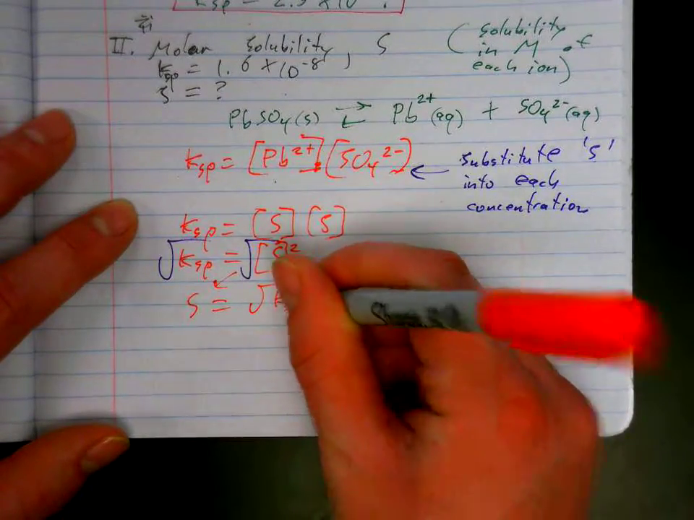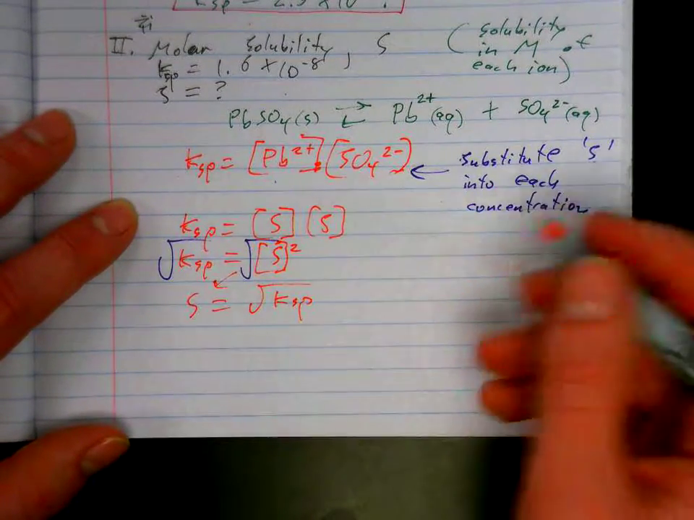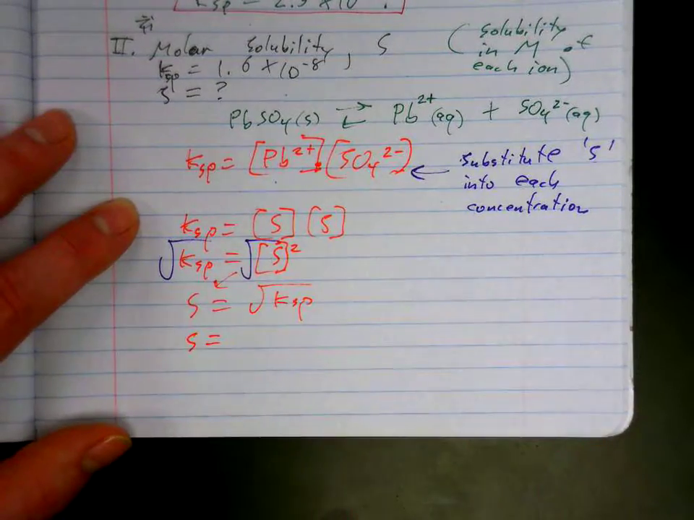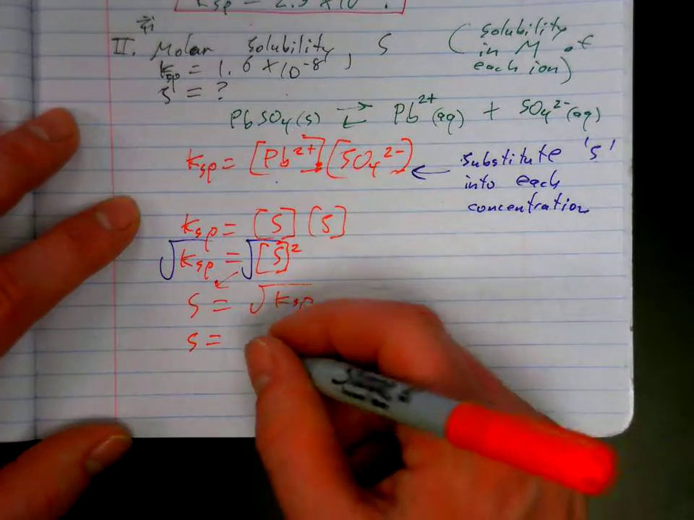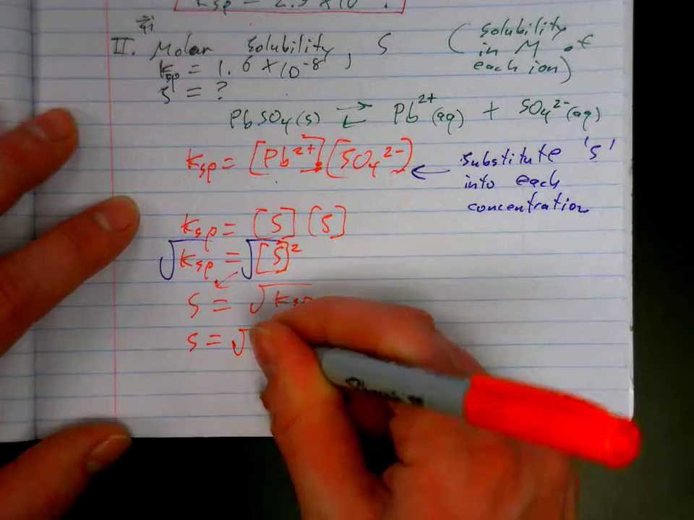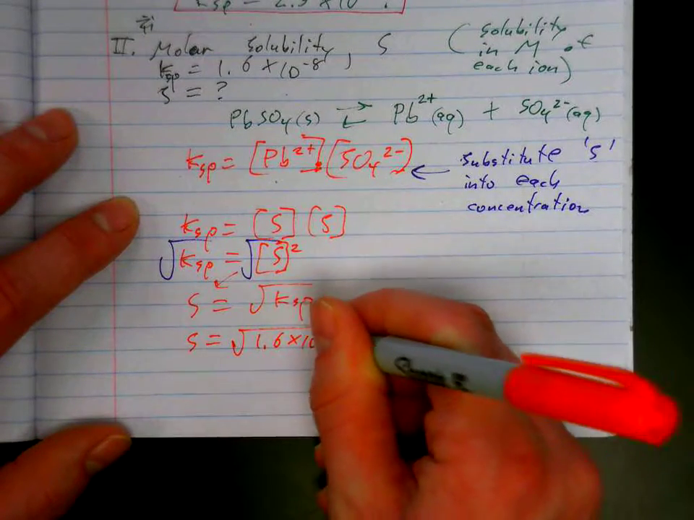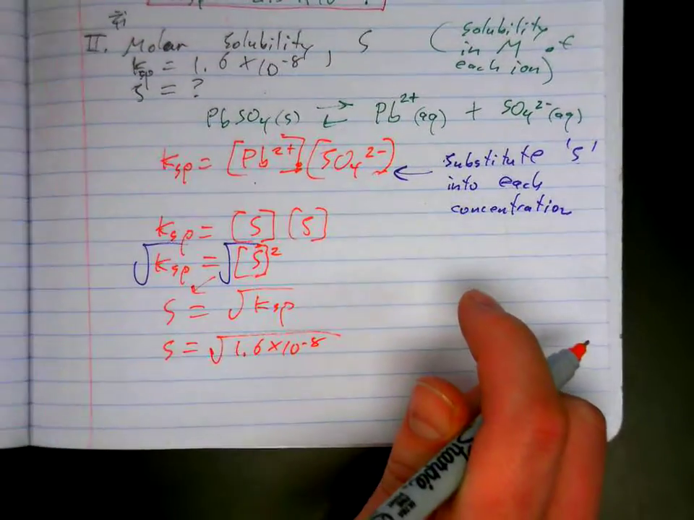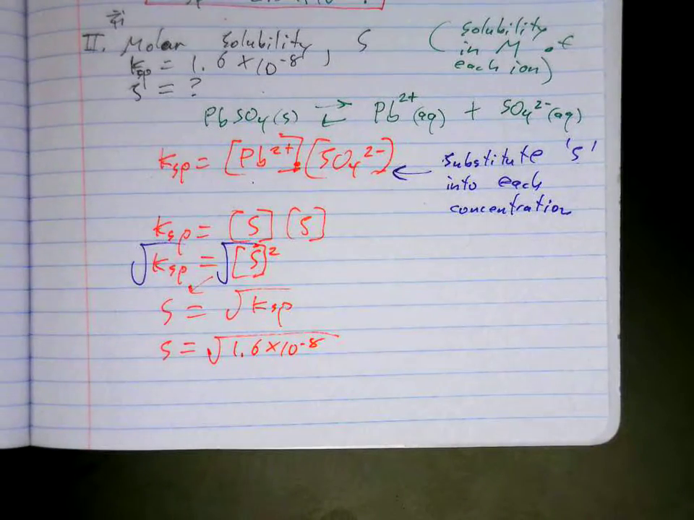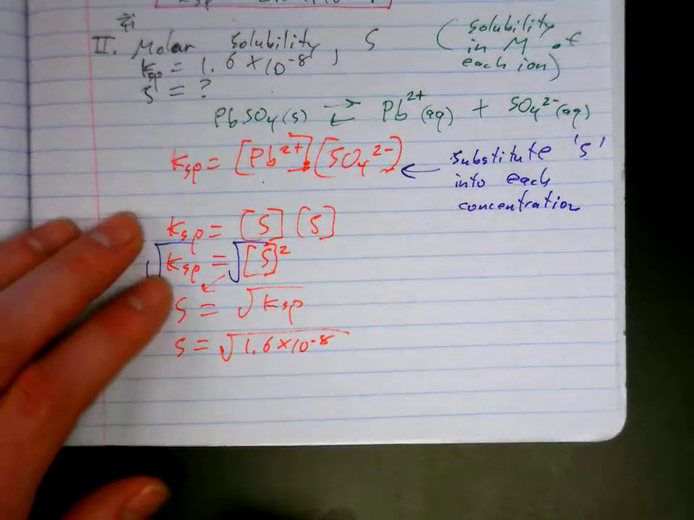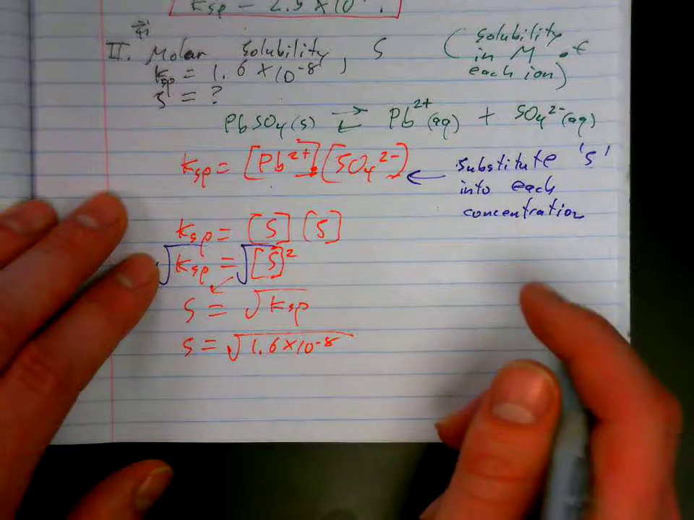Alright, so we just plug in our numbers. Okay, 1.6 times 10 to the negative 8th. Take the square root of that. And that comes out to 1.2 times 10 to the negative 4th molar.